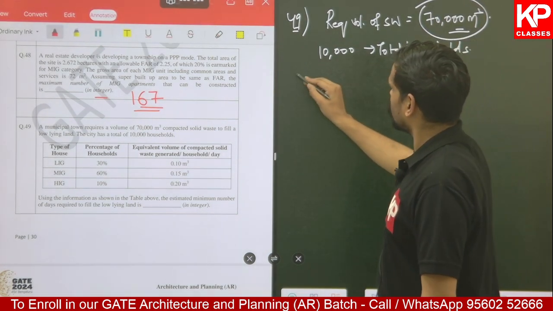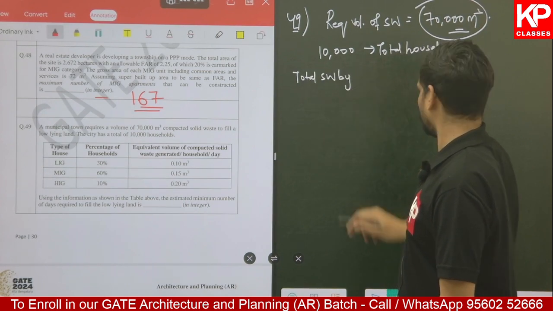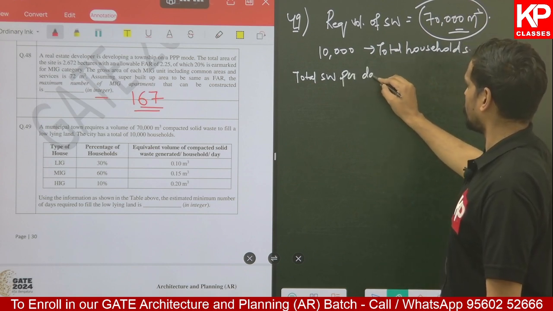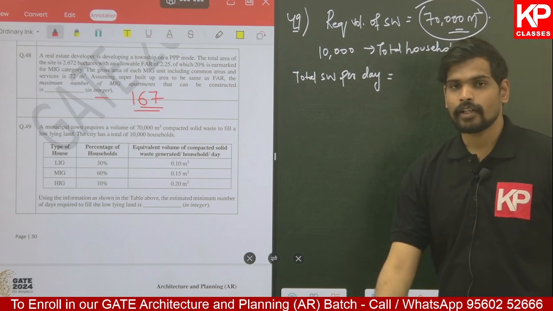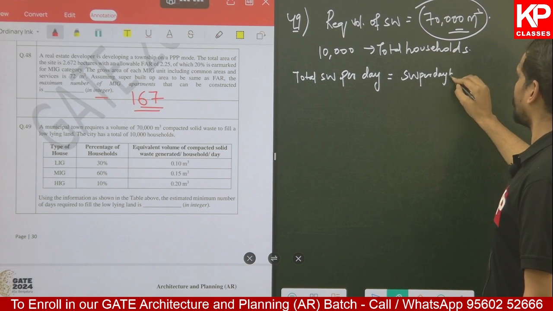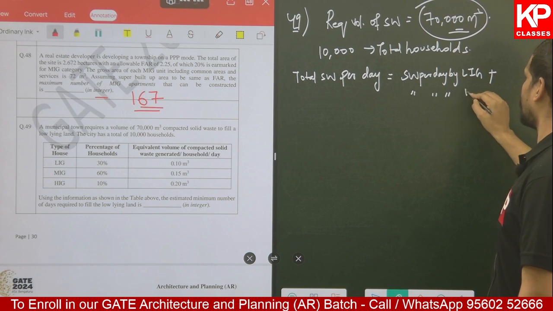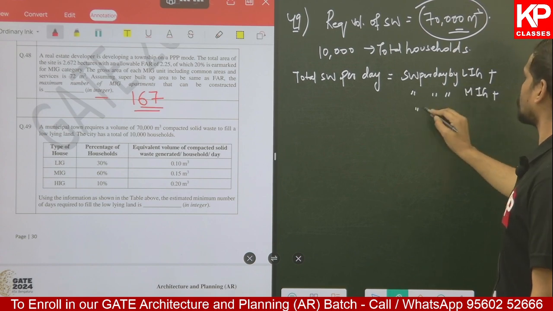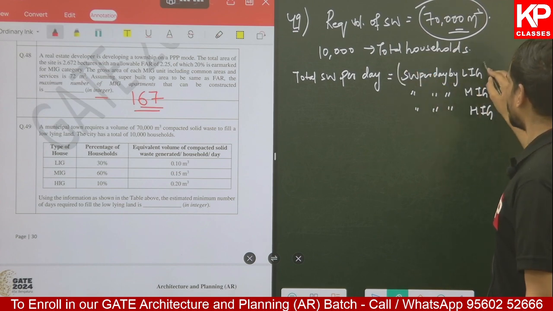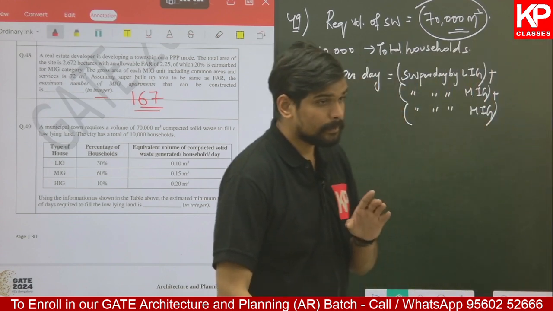What will be the total solid waste generated per day? It will be solid waste per day by LIG plus solid waste generated per day by the MIG households plus solid waste generated per day by the higher income group households. So this plus this plus this will give us the total solid waste generated by the overall city per day.